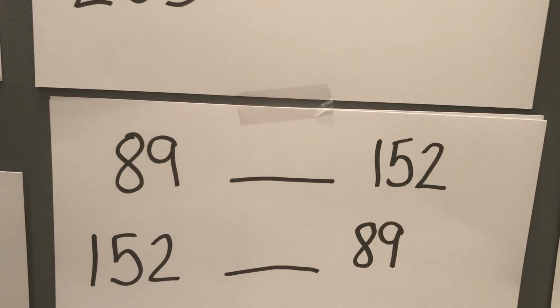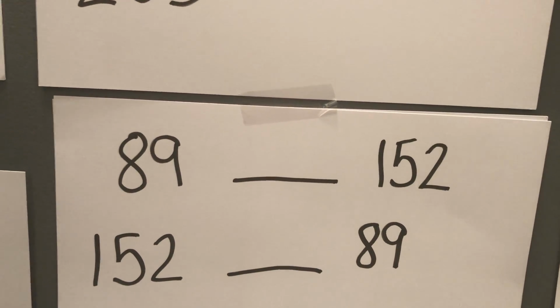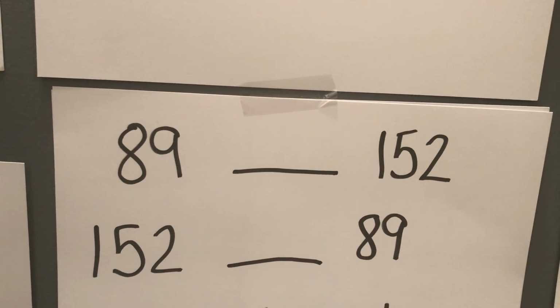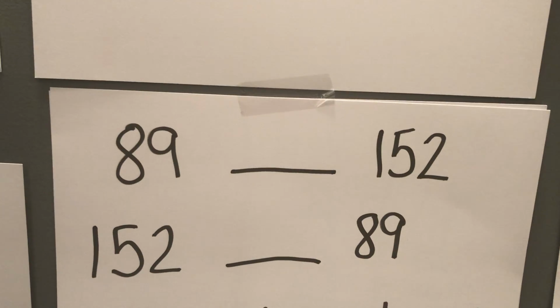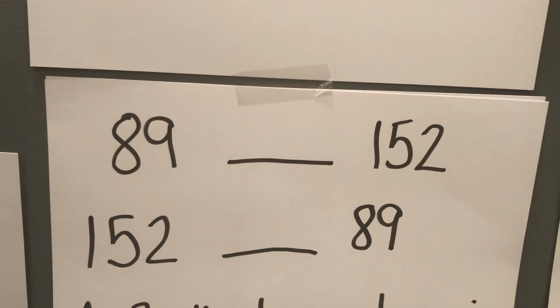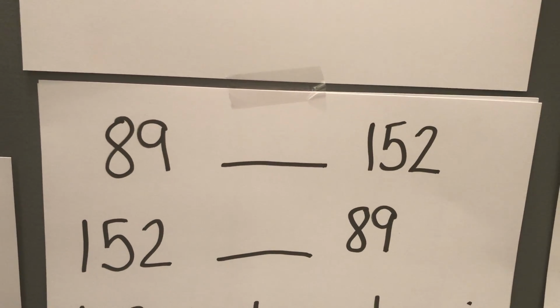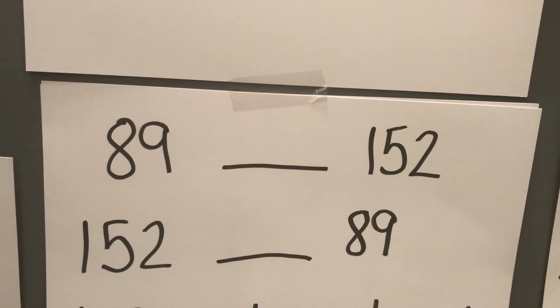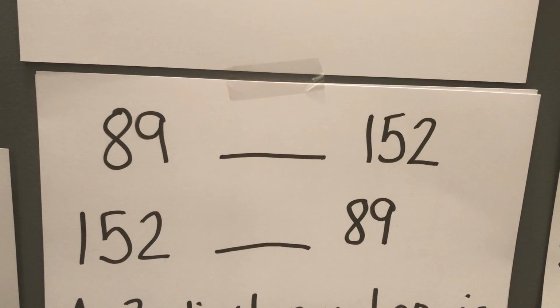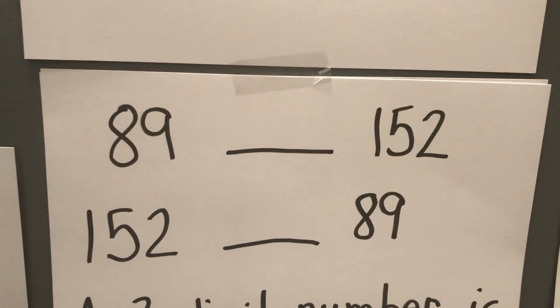Okay, but now we have to put in the right symbols. So 89, we want to say, is less than 152. Well, what if I forgot how to make a less than sign? Here is an easy way. Remember those alligator teeth we made? Well, now is the time to use them, okay?